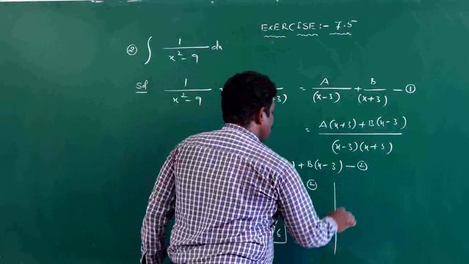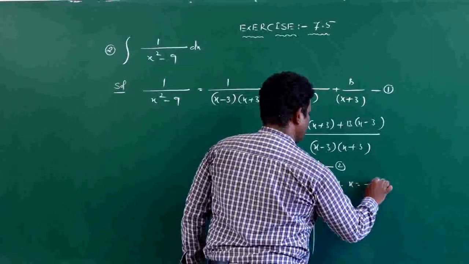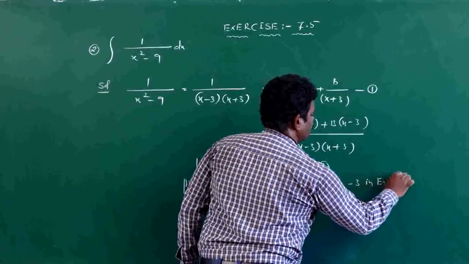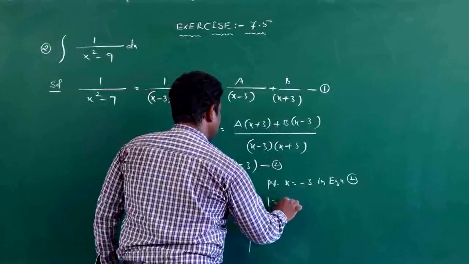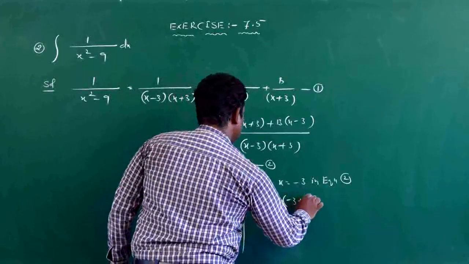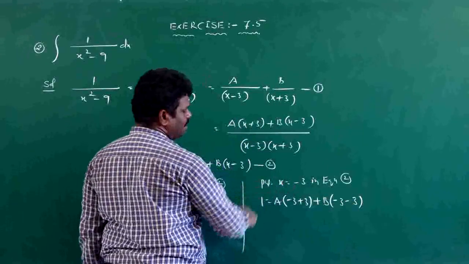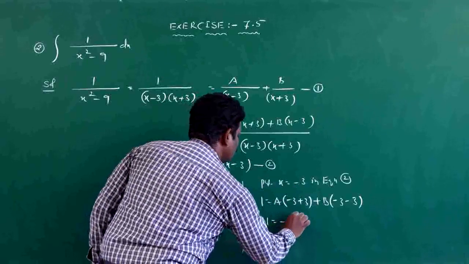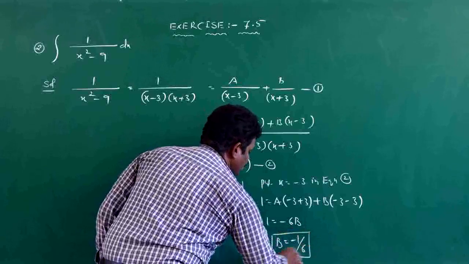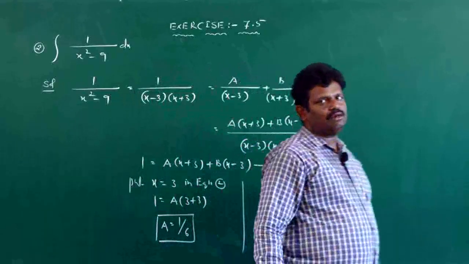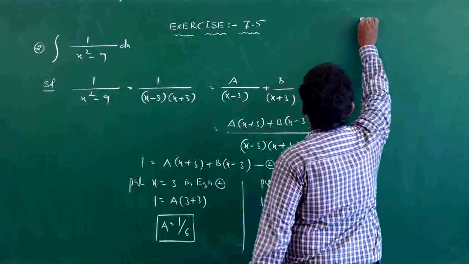And similarly, put x is equal to minus 3 in equation 2. So 1 is equal to a into minus 3 plus 3 plus b into minus 3 minus 3. The a term is 0. Then 1 is equal to minus 6 into b, so b is equal to minus 1 by 6. So we have the a value and the b value. Now substitute the a value and b value into equation 1.